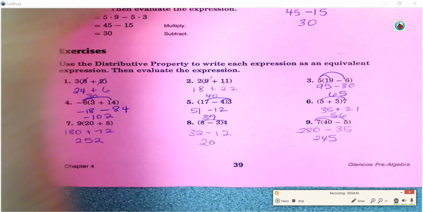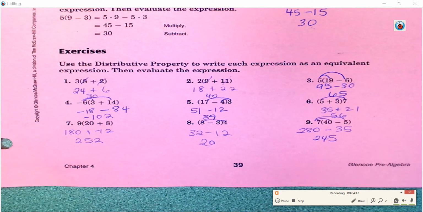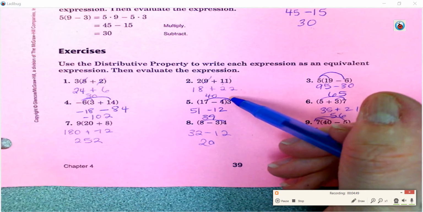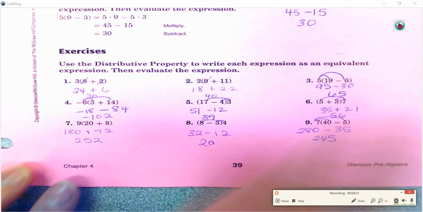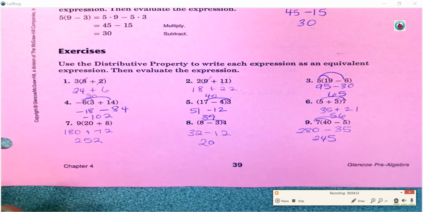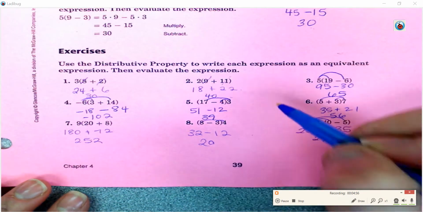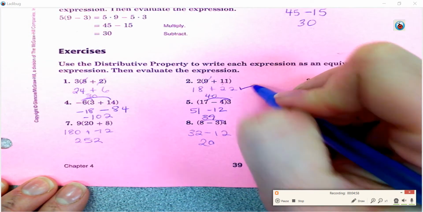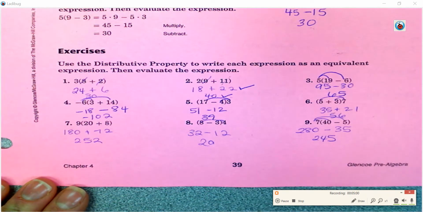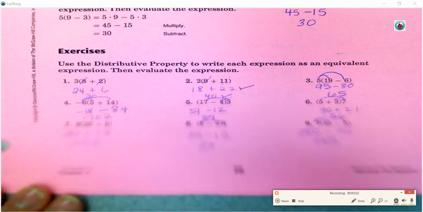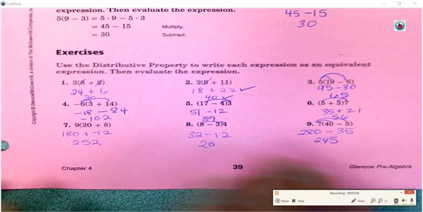So that's using the distributive property with numbers. We write it as an equivalent expression and then evaluate. I need to see both steps to get credit. You cannot simply type the whole thing in your calculator and get your answer. I'm checking to see that you know how to do this step and then how to get your final answer, because what you do next will involve variables as well as numbers. So I'm going to flip this over.